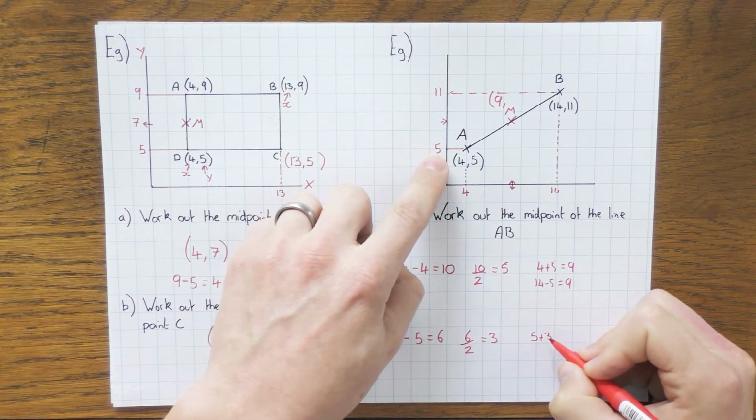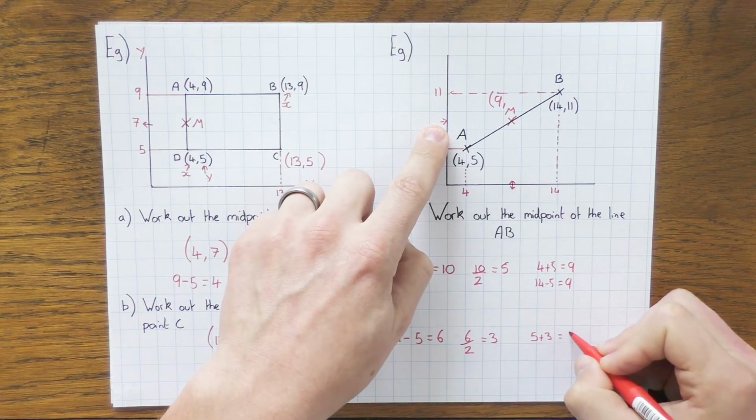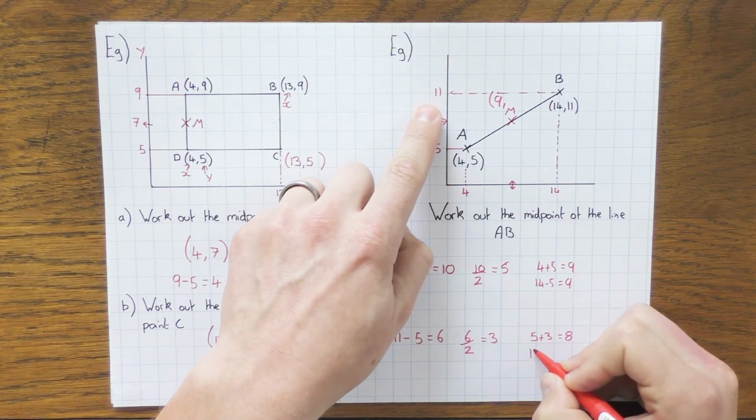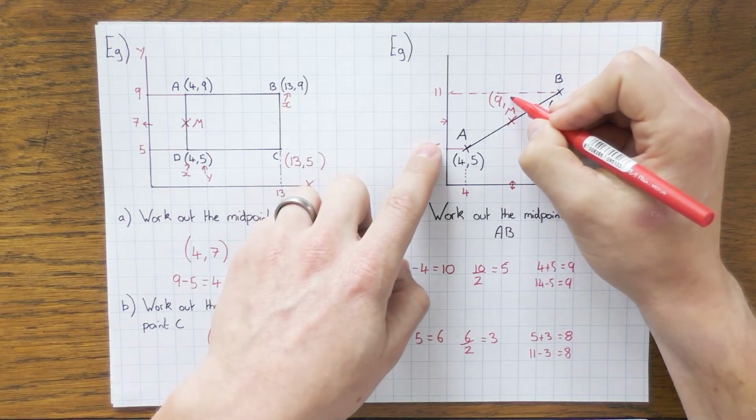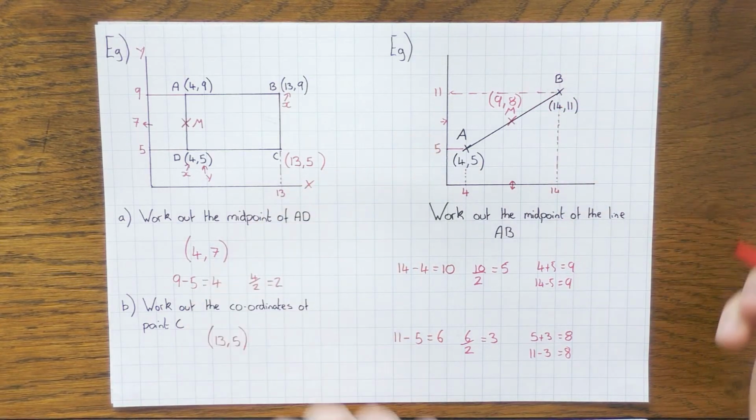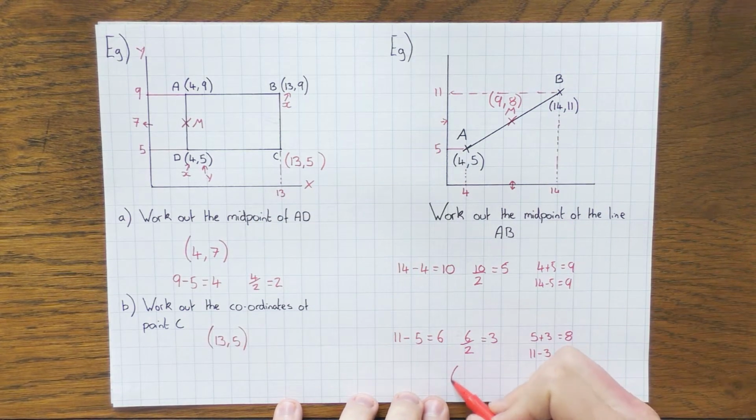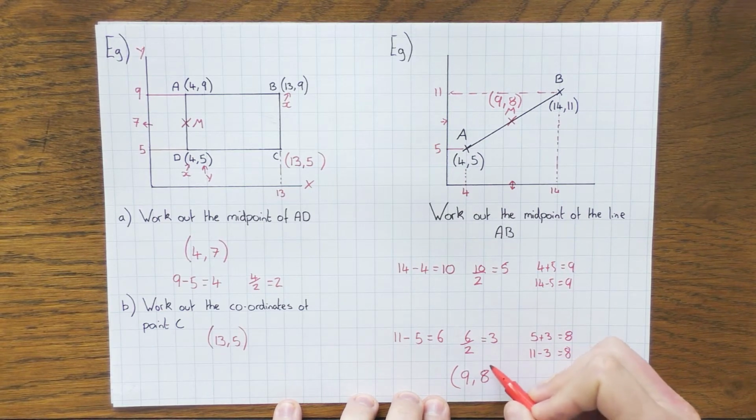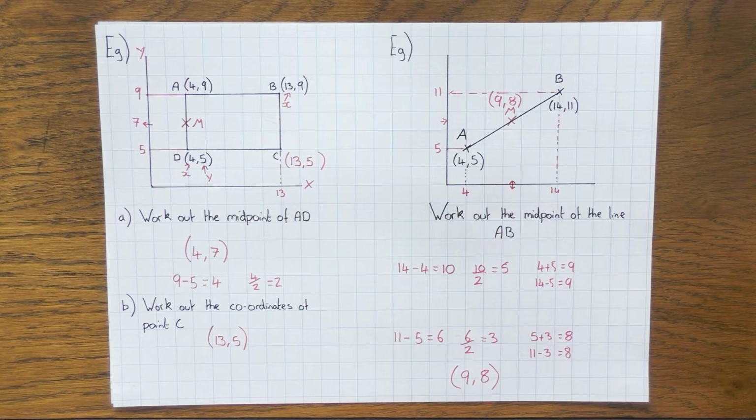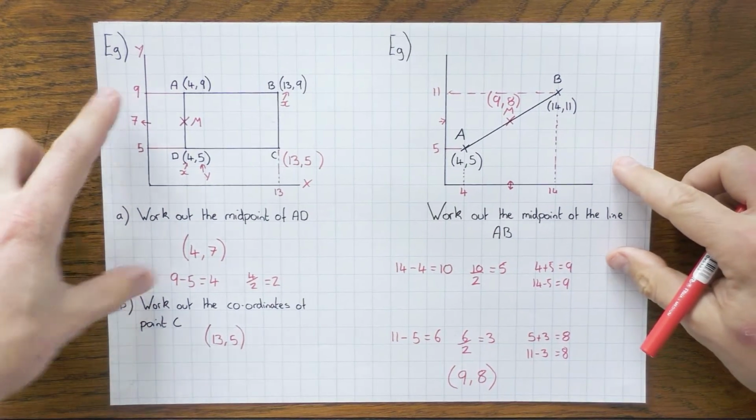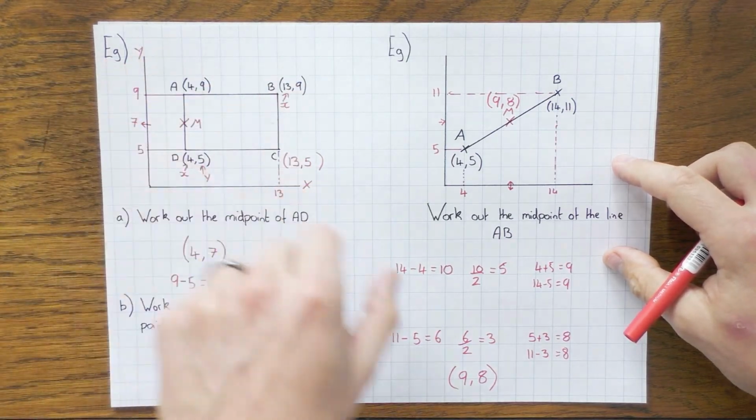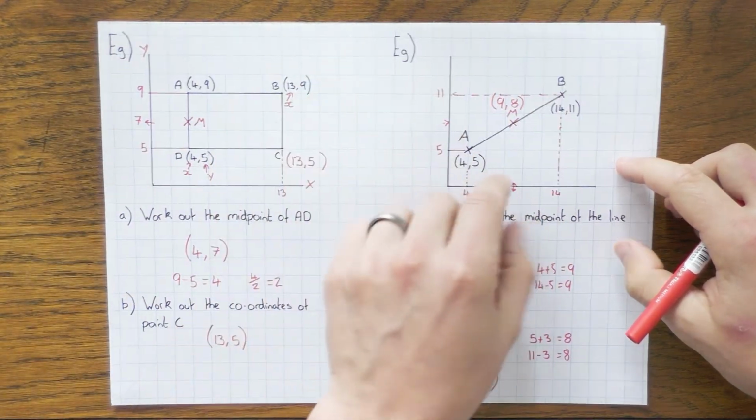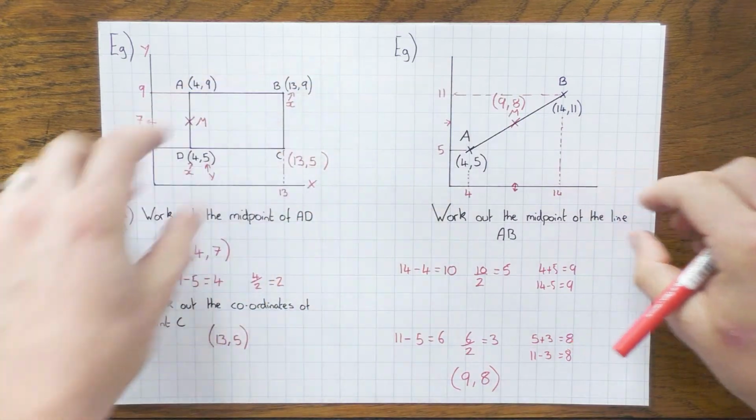So 5 add 3, so up here add 3, gives me 8, and 11 minus 3 is 8. So yep, it checks out, that is the midpoint. So the y-coordinate is 8. Again, you can just make your answer really clear and say 9, 8. So that's how you can work out the midpoints when you have either a shape like that, just look at the y-coordinates and the x-coordinates, or when you have a line, same thing, compare the x and compare the y.